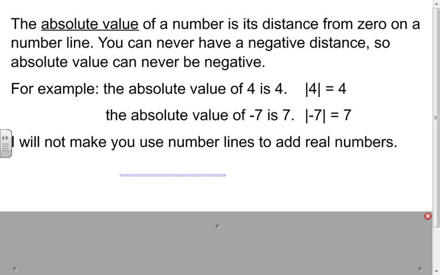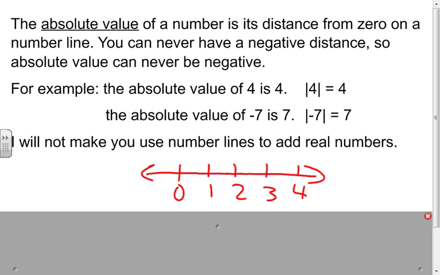Okay, if I've got a number line, 0, 1, 2, 3, 4. 4 is 4 places away from 0. 1, 2, 3, 4. Okay? Doesn't matter which direction it is, just how far away it is. Okay? That's how you figure out absolute value.